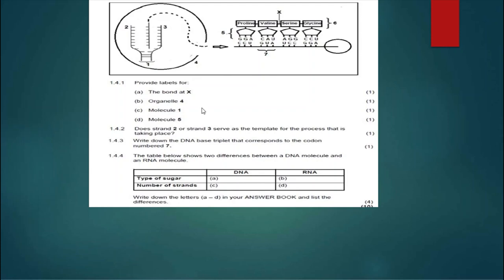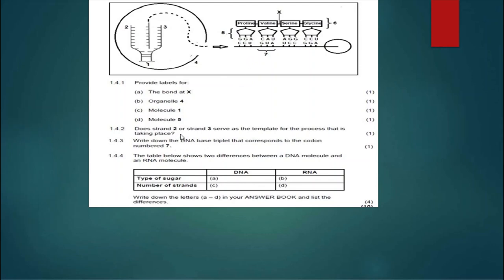D, they want molecule 5. You still choose from DNA, tRNA, which is the transfer RNA, and mRNA, which is the messenger RNA. So molecule 5 is tRNA because it is outside the nucleus in the cytoplasm, because translation takes place in the cytoplasm.